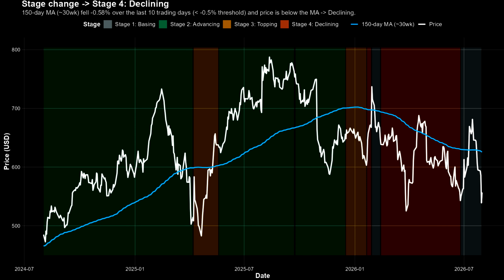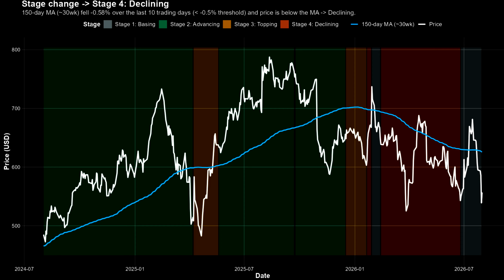The title tells you exactly how that call gets made mechanically. The 150-day moving average fell 0.58% over the last 10 trading days, past a negative 0.5% threshold, with price sitting below the average, and that combination is what flips the classification to declining. Notice the chart closes with price attempting a rally back toward the moving average, and the shading briefly returns to stage 1 basing at the very end.